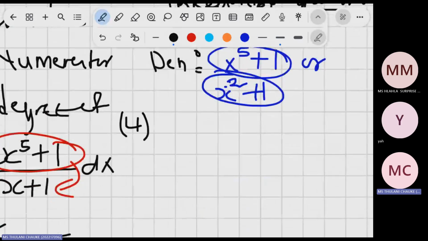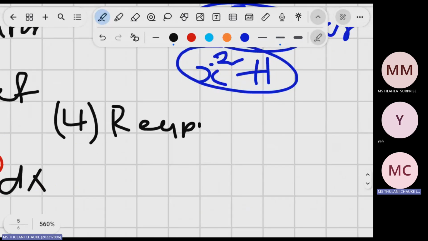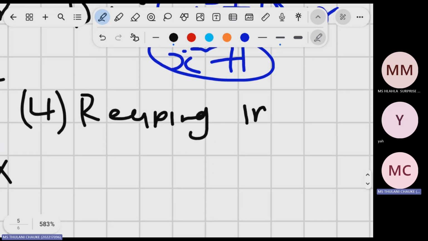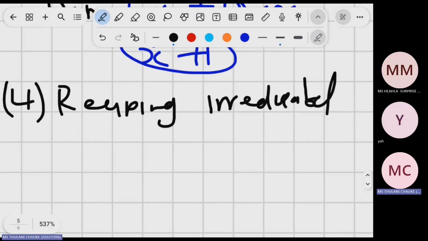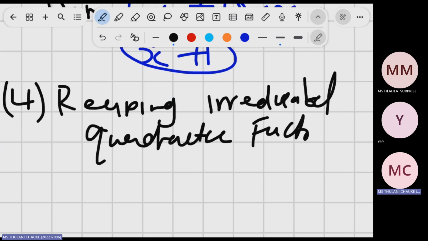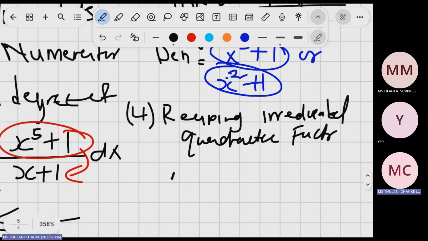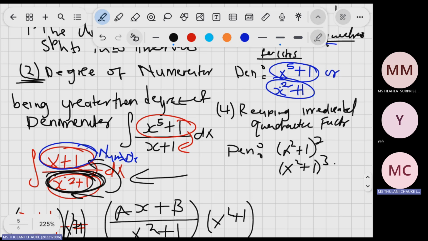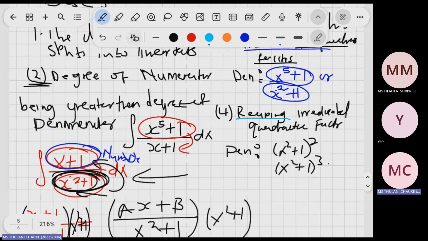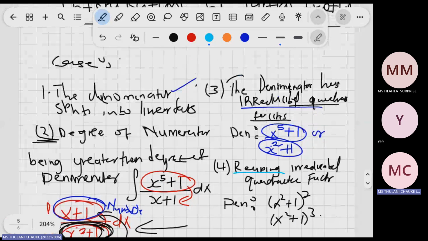Then the last one is when you've got the repeating irreducible quadratic factor. So this one is when your denominator cannot be factorized and it is repeating, meaning you have got a square there or you have got a cube. I am sure you understand by the way they repeat. Are you guys still following? These are the 4 cases that you must know. Now do examples. Is that fine?